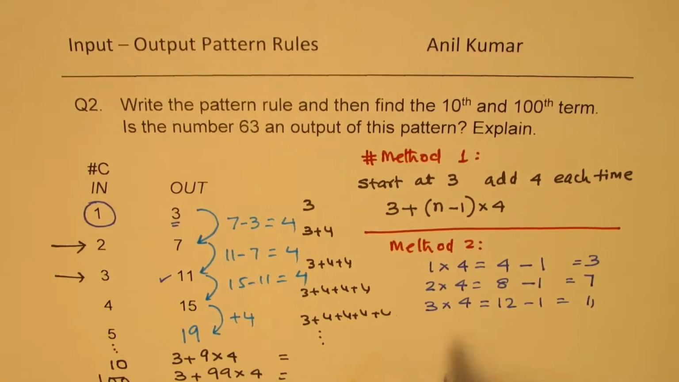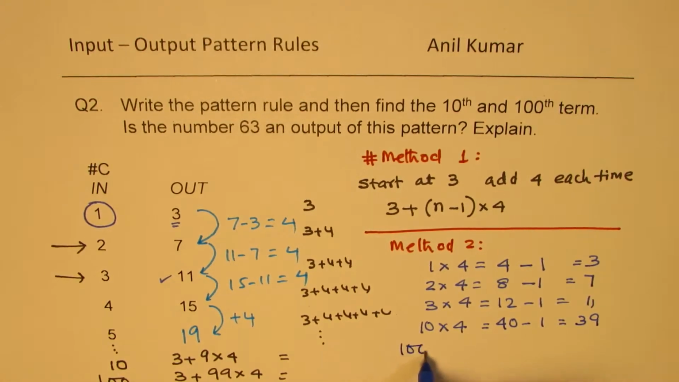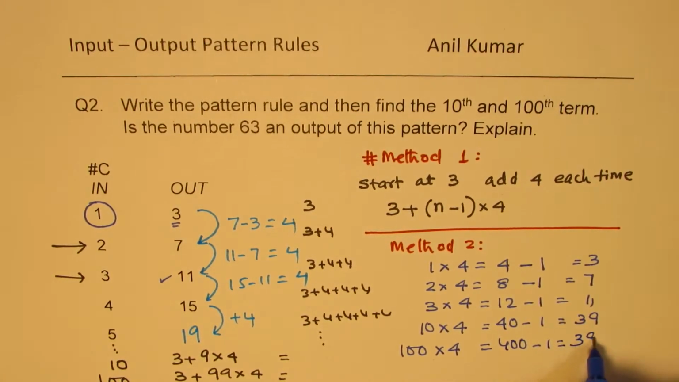That means for 10, what should I do? 10 times 4, and then take away 1. So 10 times 4 is 40, and take away 1 is 39. That should be my result. For 100, 100 times 4 will be 400, right? And when you take away 1, I get 399 as my answer. You get the idea. So basically, I have a rule here now.